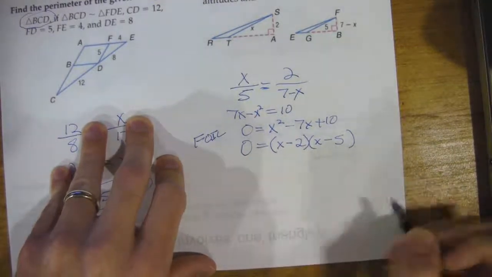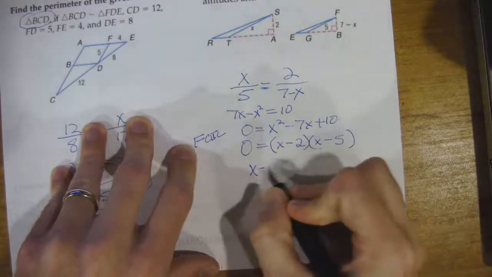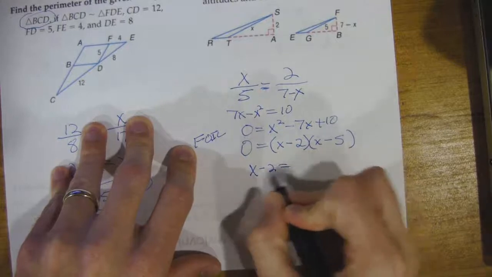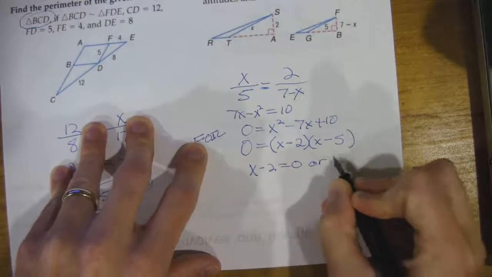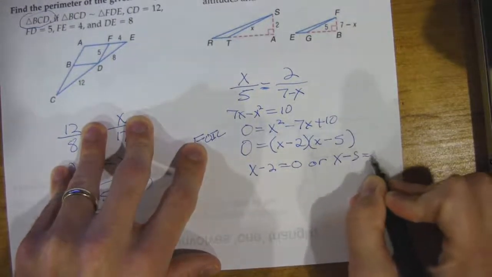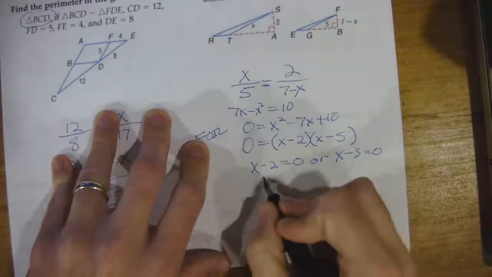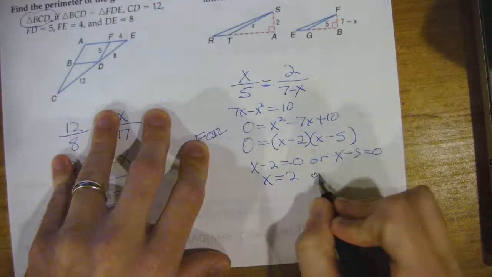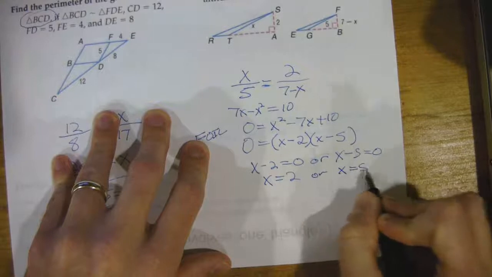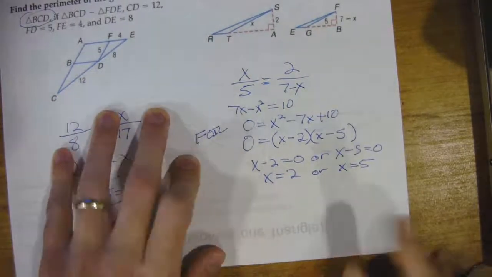So we're going to solve both of these as if they were equal to 0 to see what our potential solutions could be. So x subtract 2 could equal 0, or x subtract 5 could also equal 0. So if we solve that, x could be 2, or x could be 5. So those are our potential answers, but let's try it.